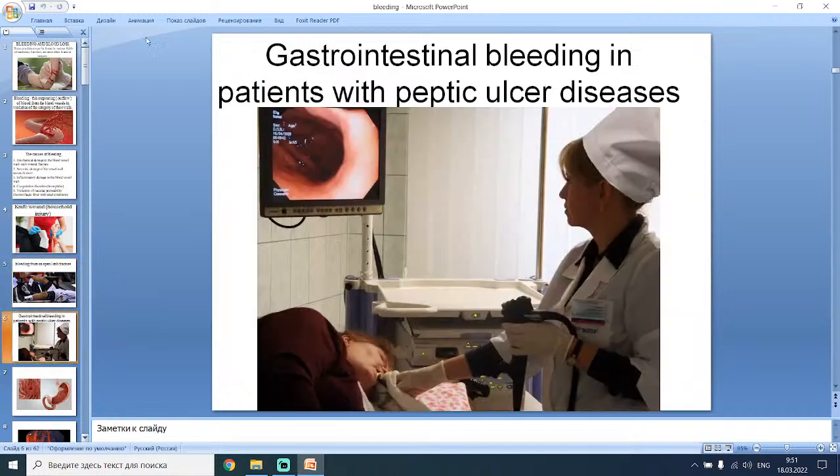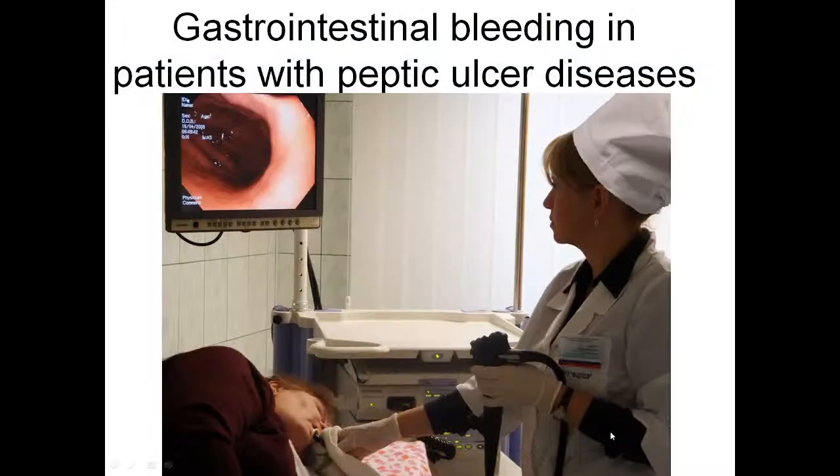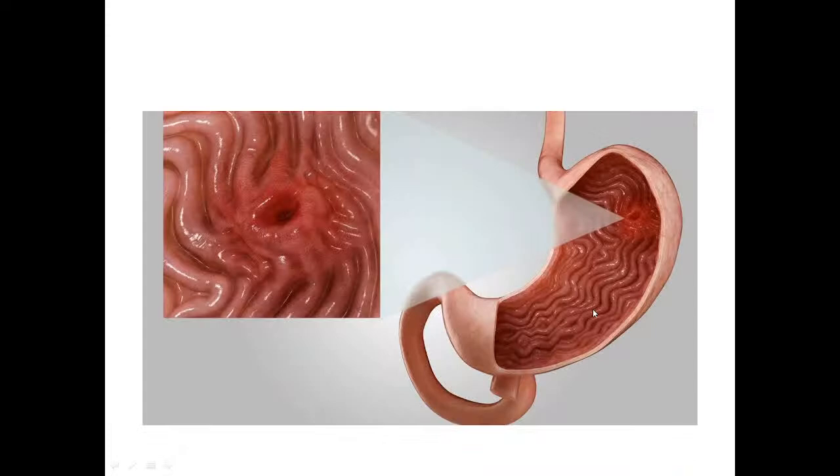Next cause, internal bleeding, gastrointestinal bleeding in a patient with peptic ulcer disease. In the slide you can see a method of exam. This patient got gastroscopy, and then you can see the picture of the stomach, and you can see the ulcer of the stomach.